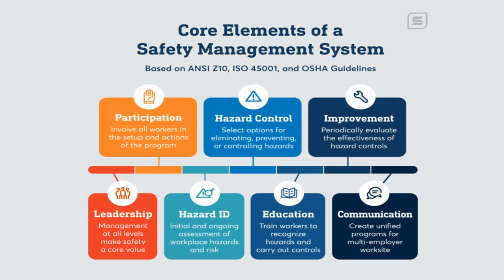Let us see this diagram, core elements of the safety management system. This diagram denotes each and every point like participation, hazard control, improvement, leadership, hazard identification, education and communication. This overall diagram is based on ISO standards and OSHA guidelines.